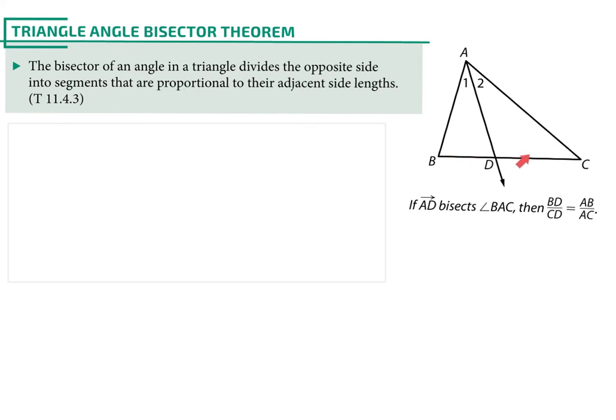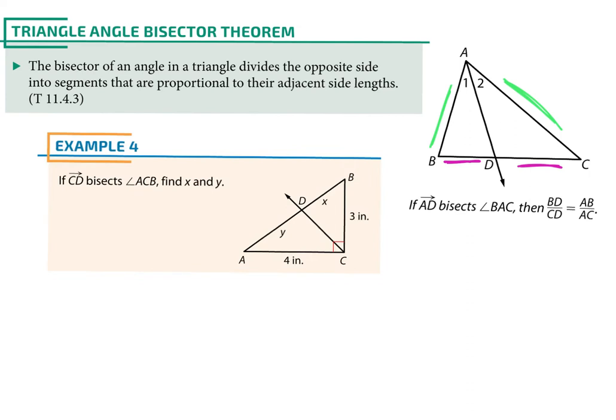You can see that it didn't divide these evenly, right? That's obvious. What it's telling you is it divided it proportionally. So if you compare the side BD to the side DC, that is proportional to the side AB compared to AC. That's what it's telling you. So that is the proportional division there. So look at the example. If CD is the bisector of angle ACB, find x and y.